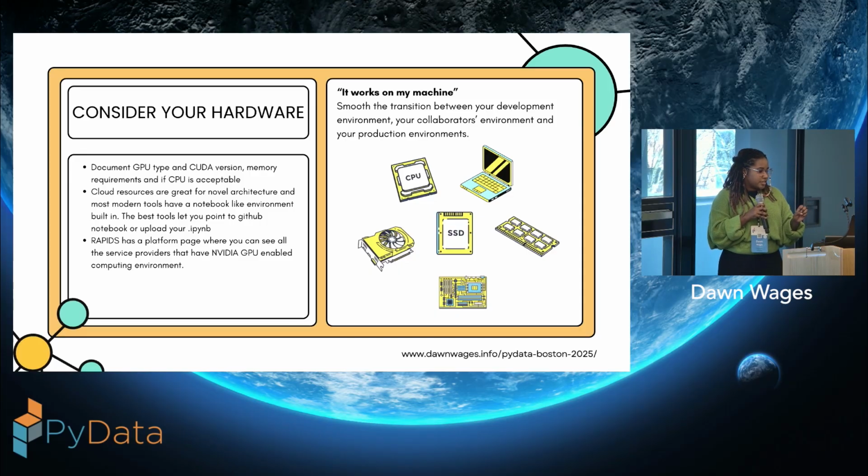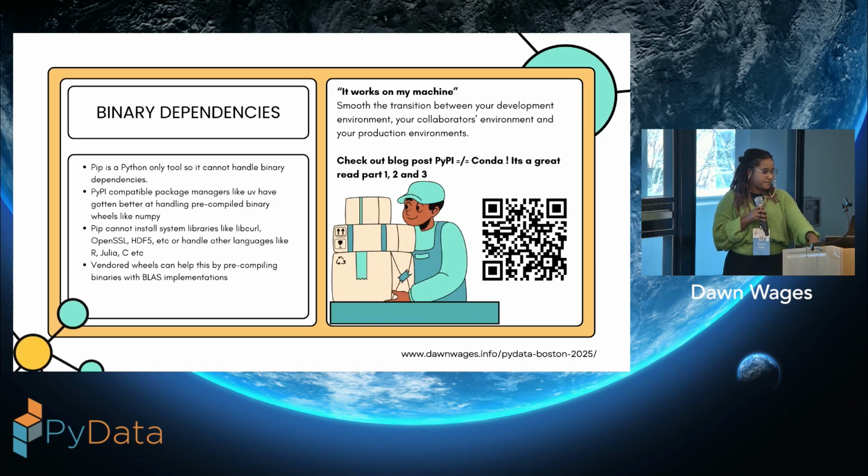Cloud resources are great for novel architecture if you do not have the opportunity to buy some of this hardware yourself, and RAPIDS has a platform page where you can see all of the service providers that have NVIDIA GPU enabled on their computing environment. And then binary dependencies. This is the last slide on this one. I lied, this is actually the last QR code. One of my team members, Giannis Lydell, and others created a blog post series. This is the first one. PyPI is not Conda, and it helps with differentiating what Conda does novelly in the ecosystem.